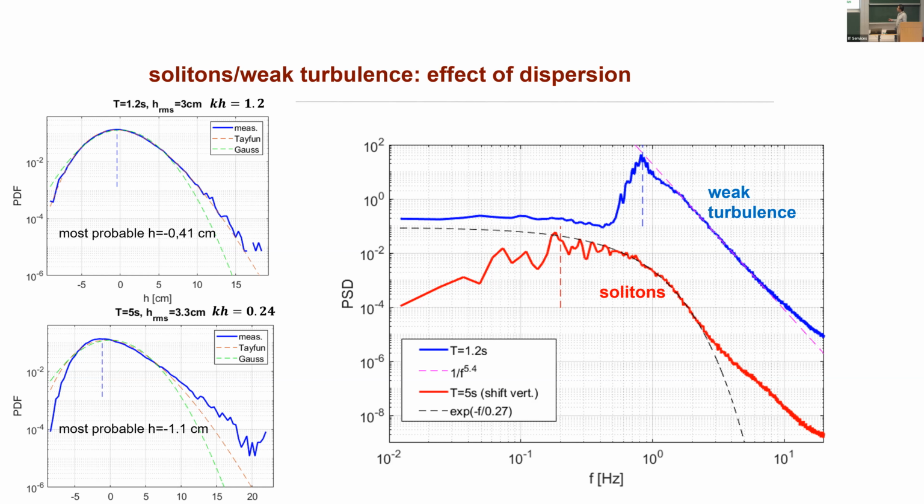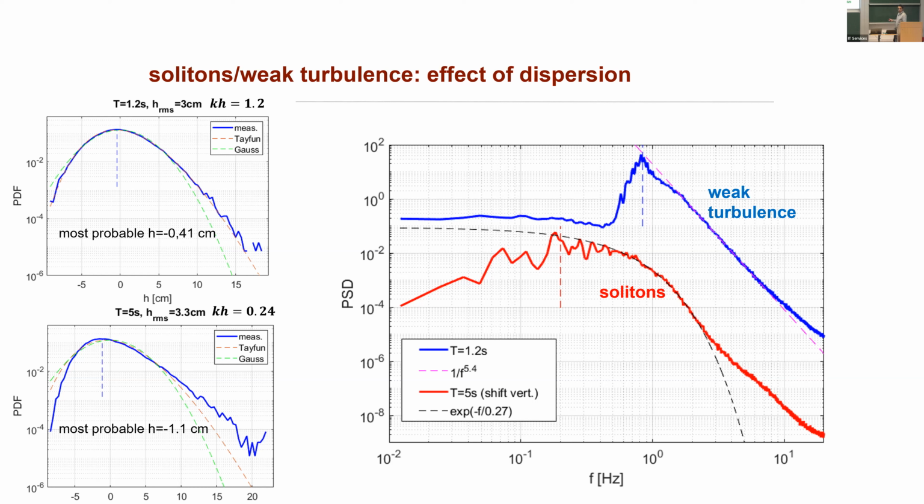Actually, you can compute a second order correction, this Edgeworth-type correction, and we see that it agrees very well with this. So it's typically what we see in weak turbulence. And when you go to low frequency, it's not surprising from the movie that we saw before, but we get this exponential tail of the PDF that is typical of solitons, with a skewness which is much stronger than the case above.